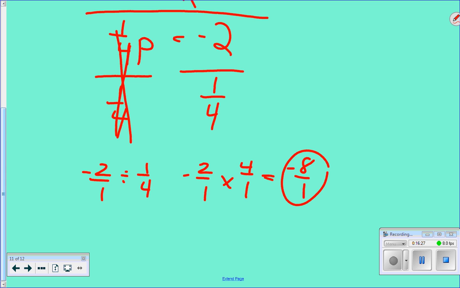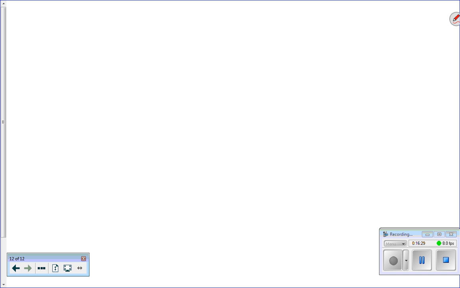You want to try one by yourself with a fraction? Let's do one by yourself with a fraction. We'll do this one. -1/2 r minus 12 equals -27.